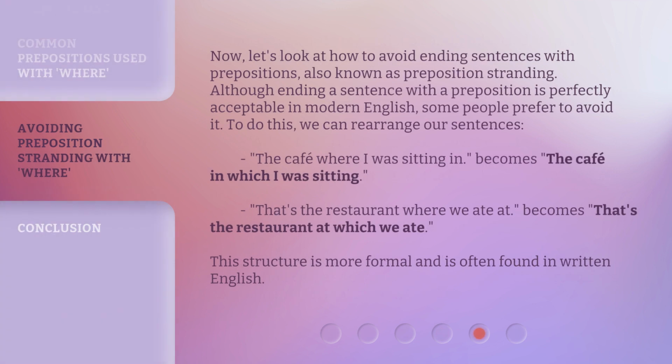Now, let's look at how to avoid ending sentences with prepositions, also known as preposition stranding. Although ending a sentence with a preposition is perfectly acceptable in modern English, some people prefer to avoid it. To do this, we can rearrange our sentences. The cafe where I was sitting in becomes the cafe in which I was sitting. That's the restaurant where we ate at. Becomes, that's the restaurant at which we ate. This structure is more formal and is often found in written English.